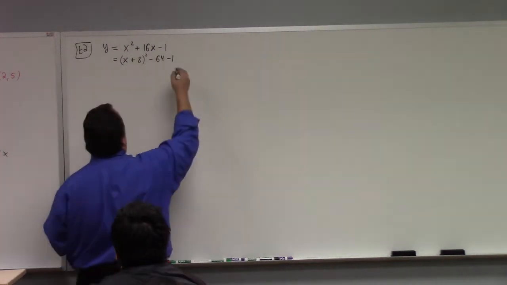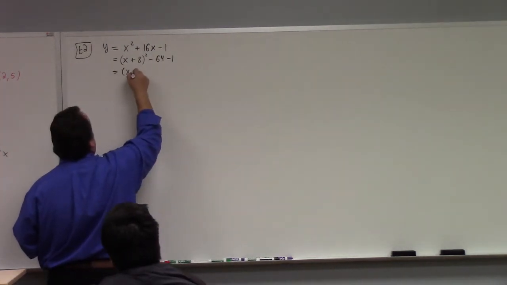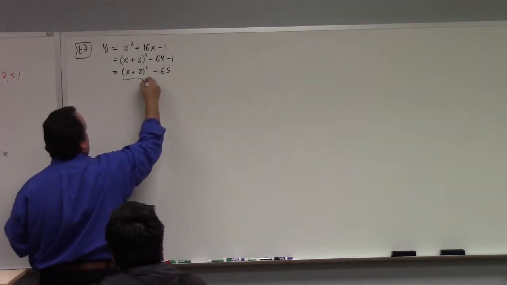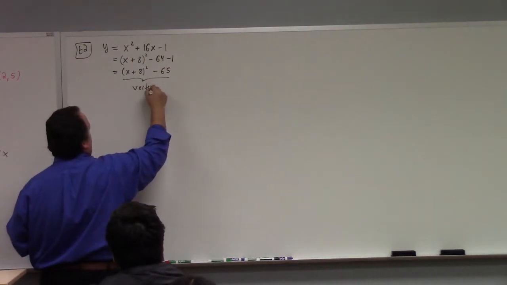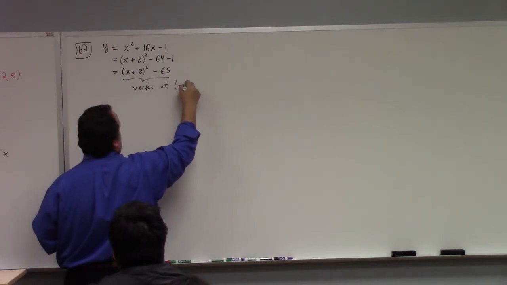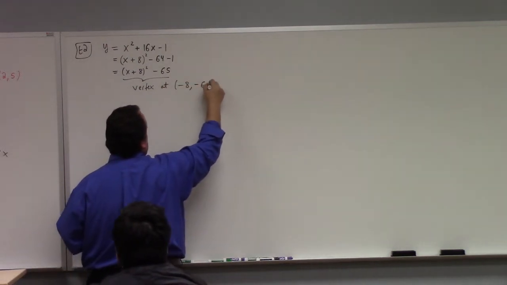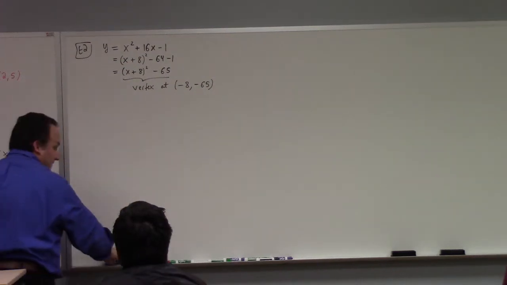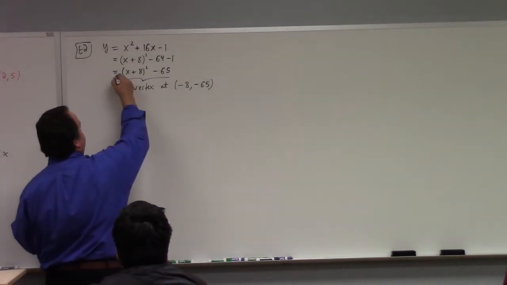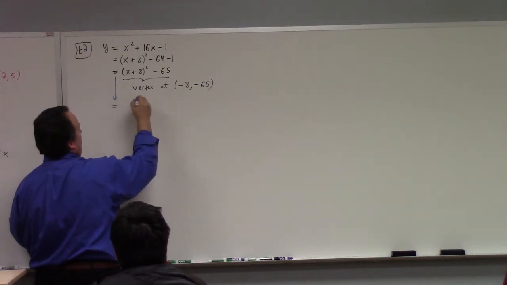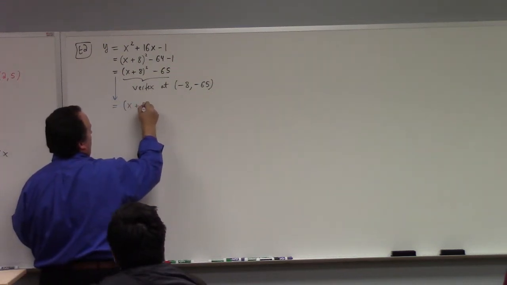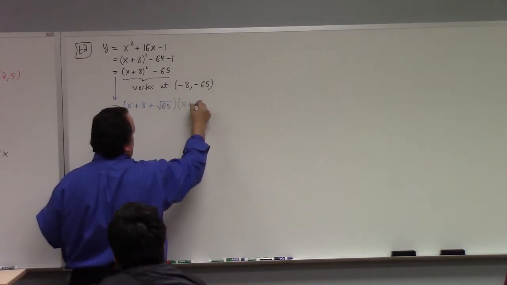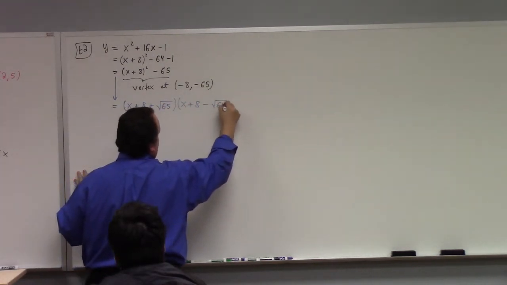So from this, I can see the vertex at (minus 8, minus 65), right? But I can do more. I can put this into factored form. See, because this is x plus 8 plus the square root of 65 times x plus 8 minus the square root of 65.